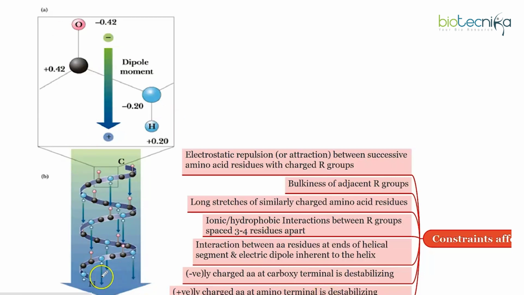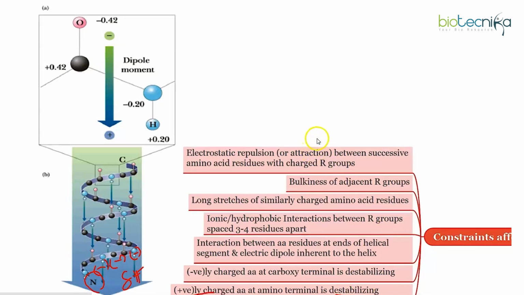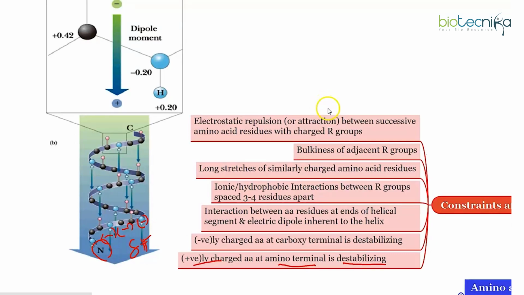So at the N terminal, which is the positive side, negatively charged amino acids will be more stabilizing. If you have a positively charged amino acid at the N terminal, it will be destabilizing for the alpha helix. And the other way around also goes, at the carboxyl terminal you have the delta negative end. So if you have positively charged groups here, it will be stable, but on the other hand, if you have negatively charged groups here, it will be destabilizing. Okay, what else?